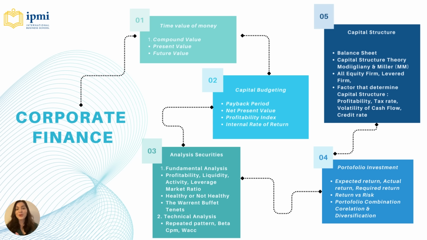The next one we have is portfolio investment. This is my favorite. We have the expected return, actual return, required return, return risk, portfolio combination, correlation, and diversity. And now we continue to capital structure. Capital structure theory, Modigliani and Miller, all-equity firm, levered firm, and factors that determine capital structure, including profitability, tax rate, volatility of cash flow, and credit rate.